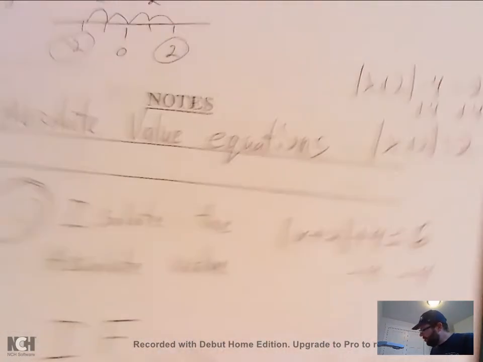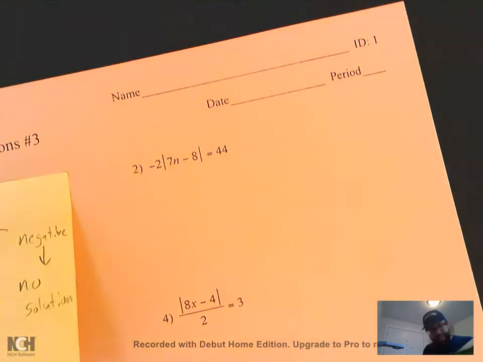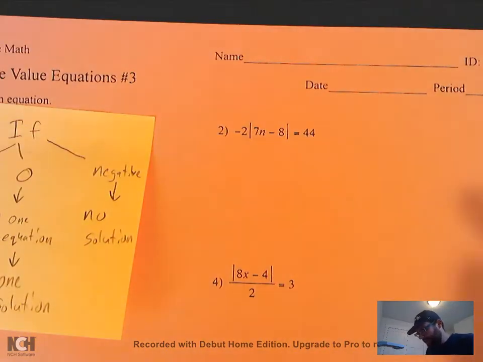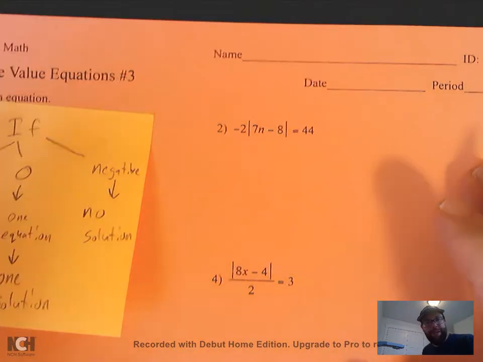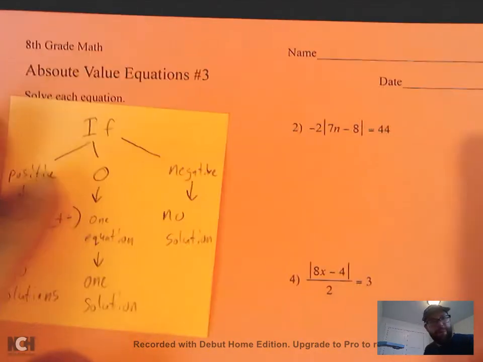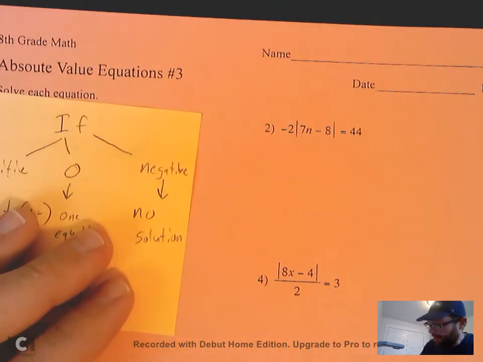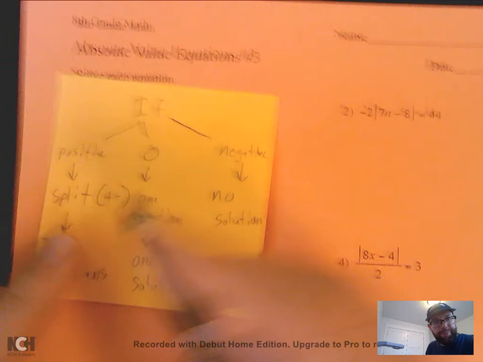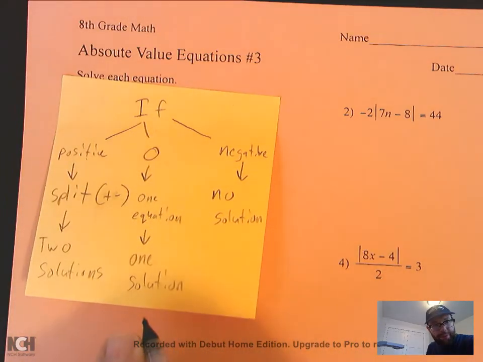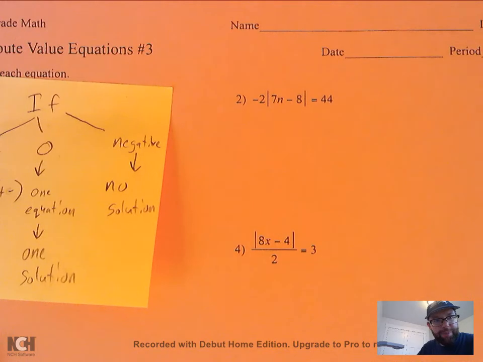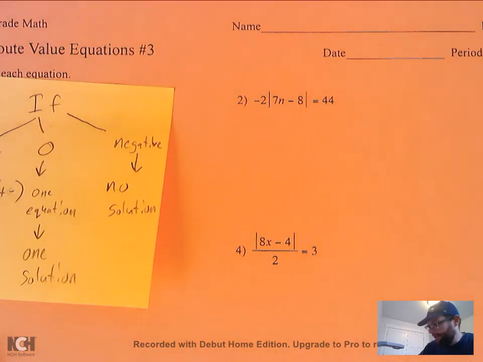Okay, let's look at some examples. We're going to have some two steps inside our absolute values today, which we've kind of done already, but not with anything outside of it. So again, we're going to do our check. If it's positive, you split it. If it's 0, you just solve and you get one solution. And if it's negative, you don't do anything because you're done. It's no solution. After you've isolated it, right?